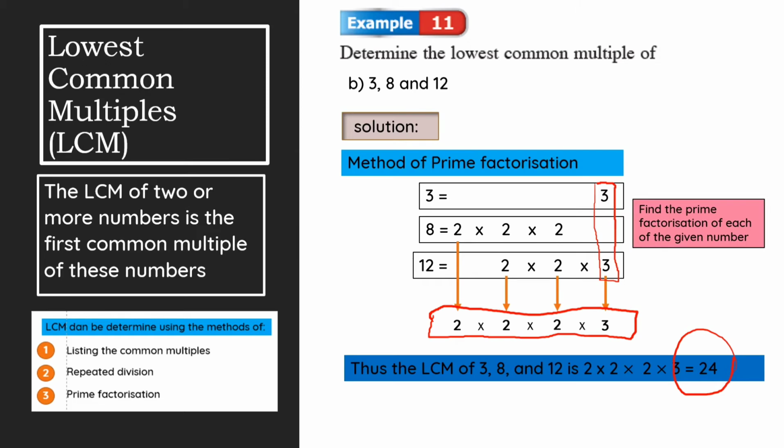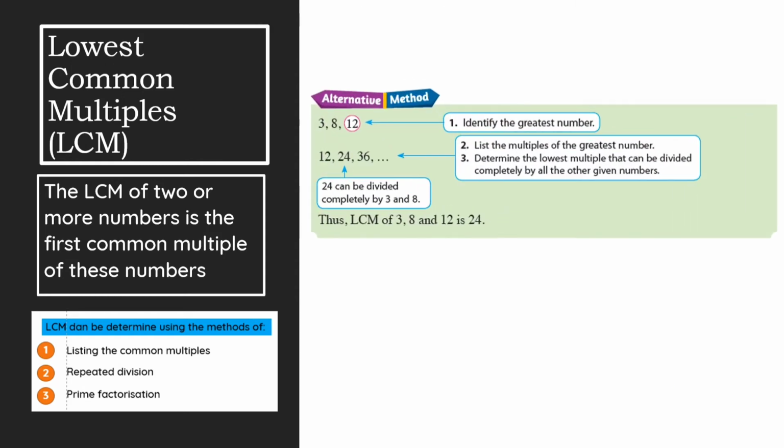This is the method of prime factorization. Okay, this is an alternative method that you can use to find LCM. First is to identify the greatest number. This is the question. You identify which one of these numbers is the greatest number. So this is 12. 12 is the greatest number.